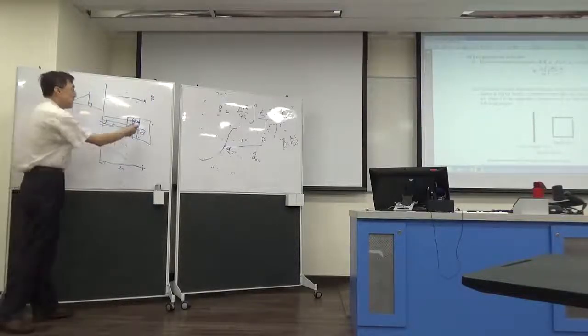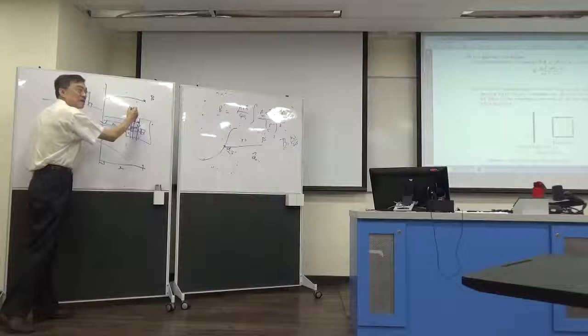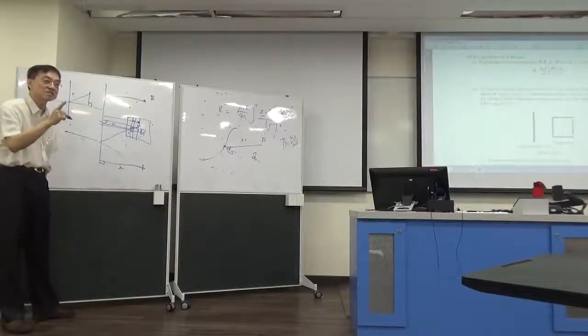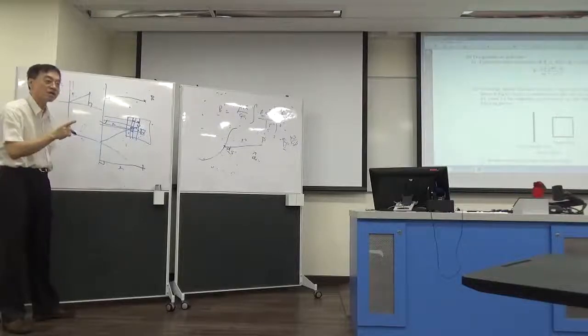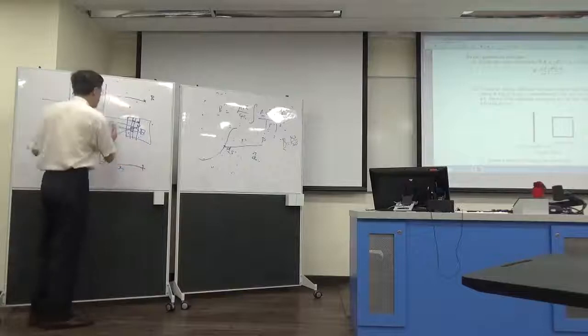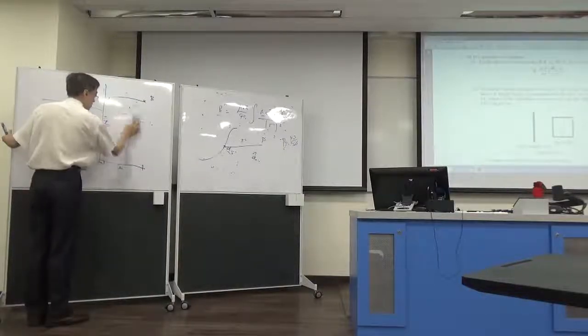You cannot just find it at the center and then multiply by area. It is not a constant. It is not a constant. This is a tutorial problem. Alright. What is a magnetic flux linkage?